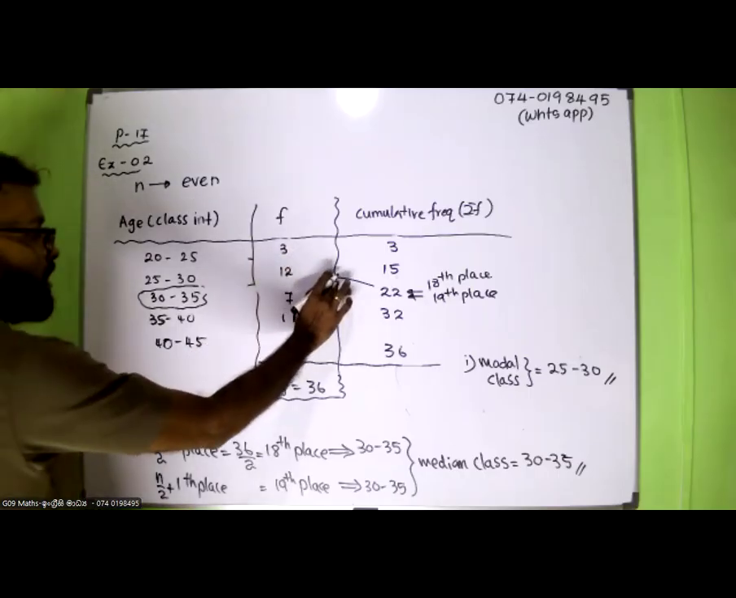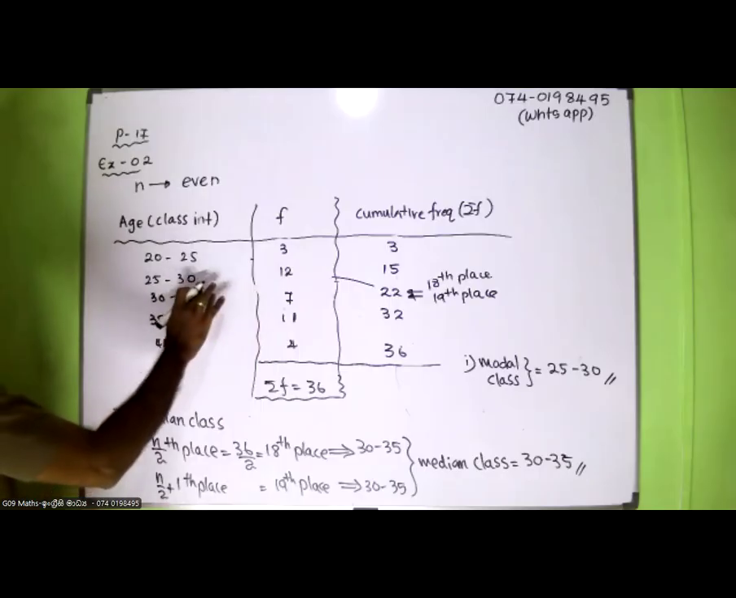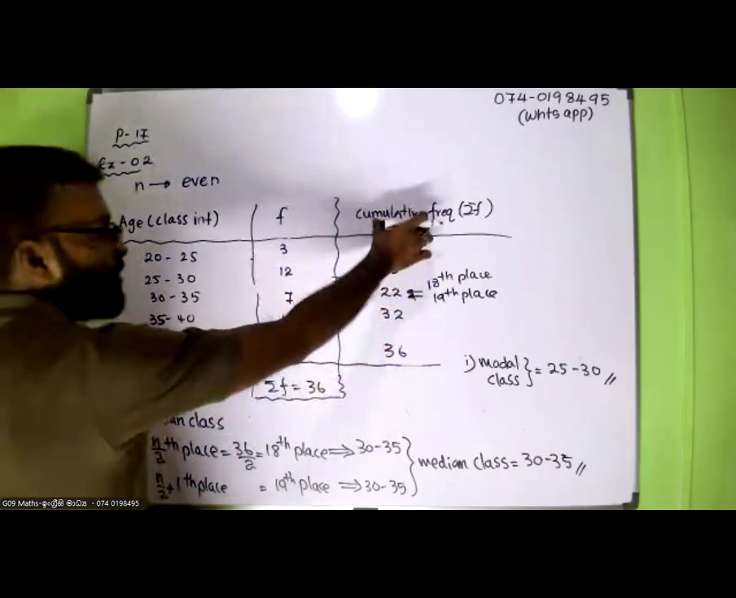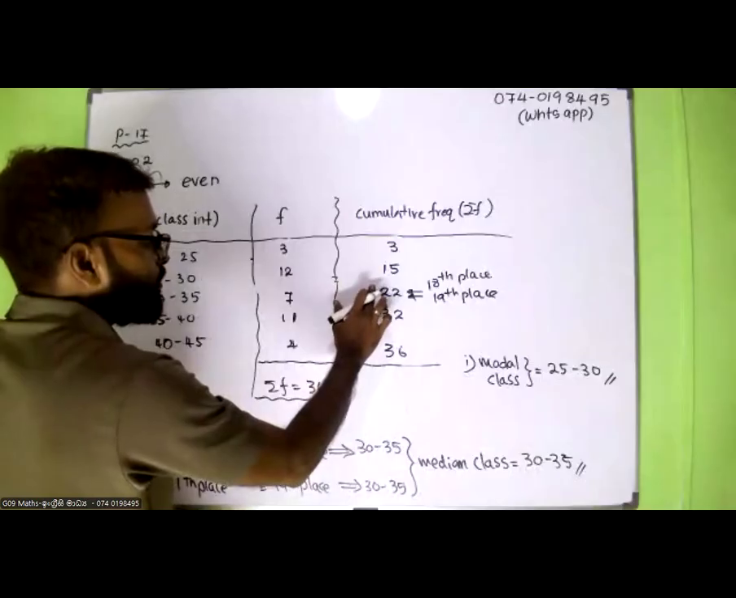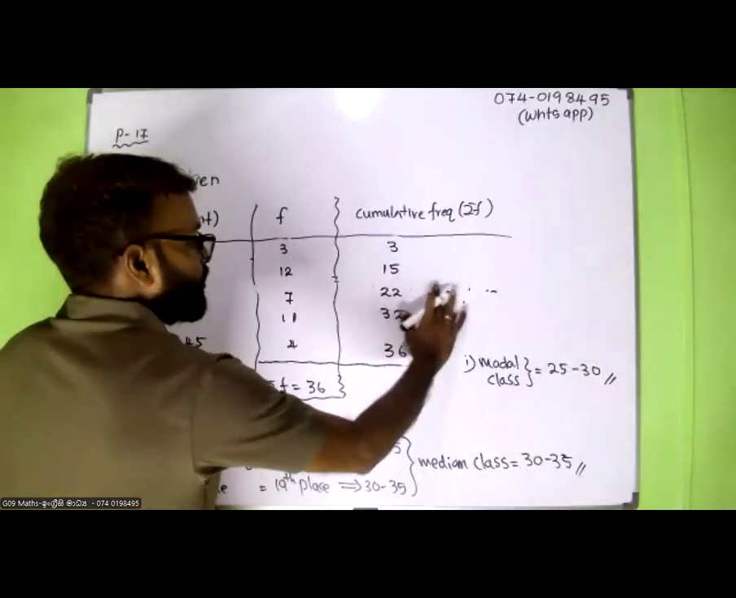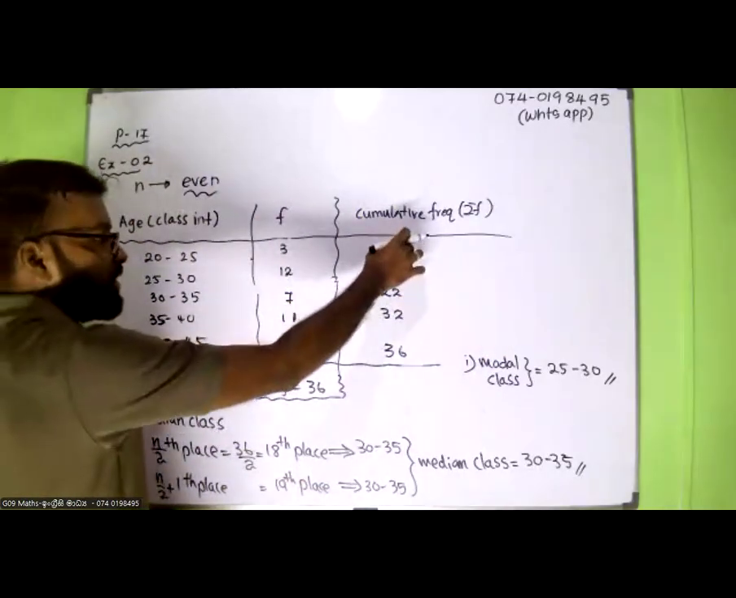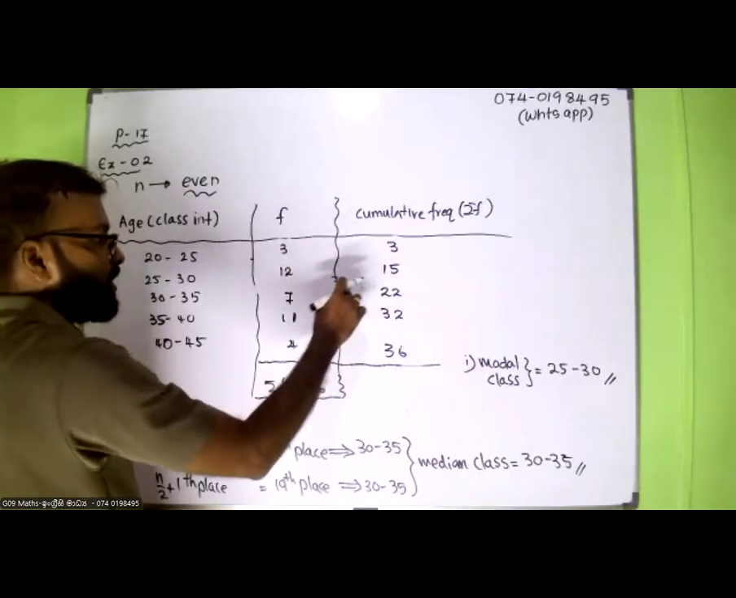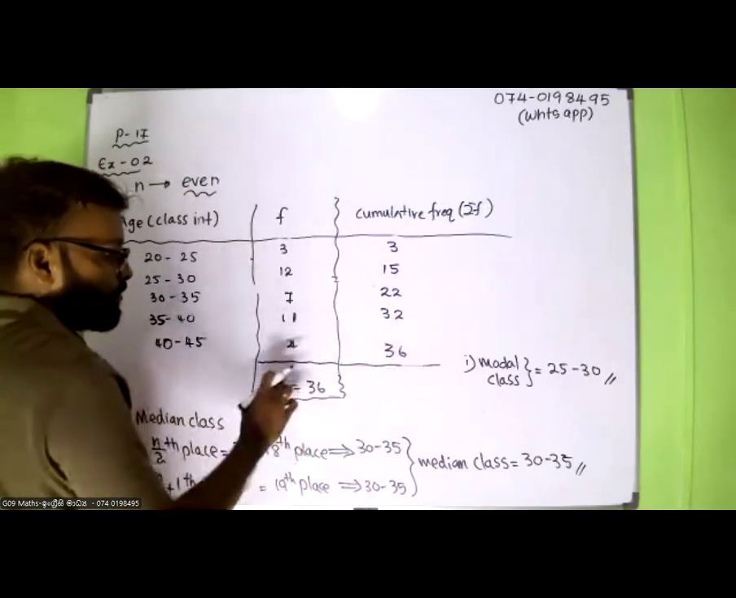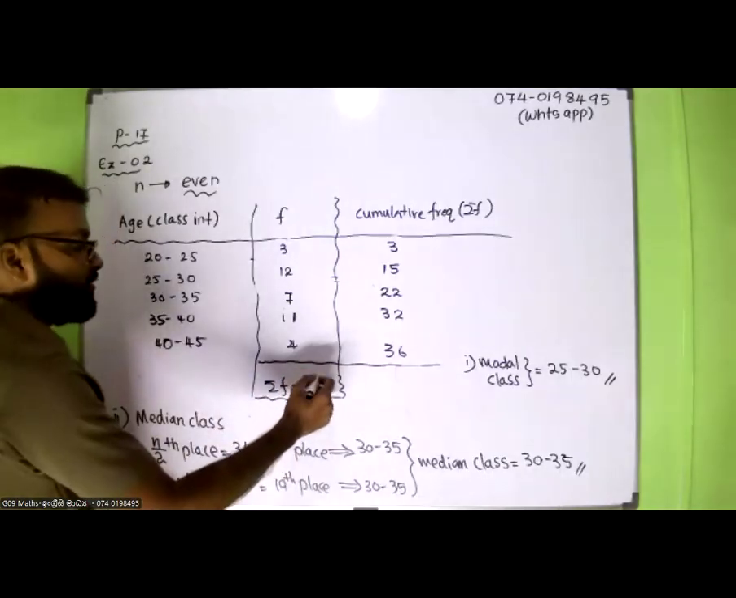While you are doing that, I will explain this. So you have to fill the cumulative frequency column. So this is an even number of data because 3 plus 12, 15, and so on, up to 36. Sigma f is 36 finally. So this is an even number.